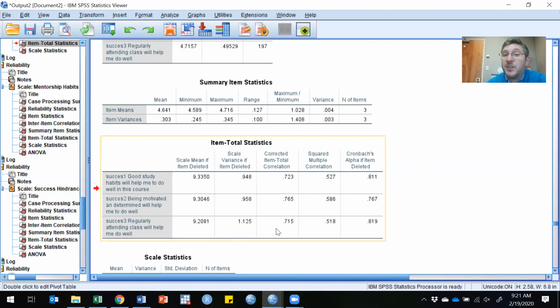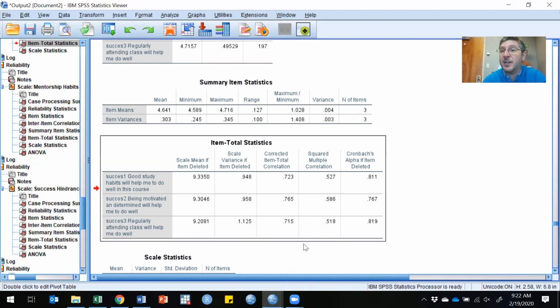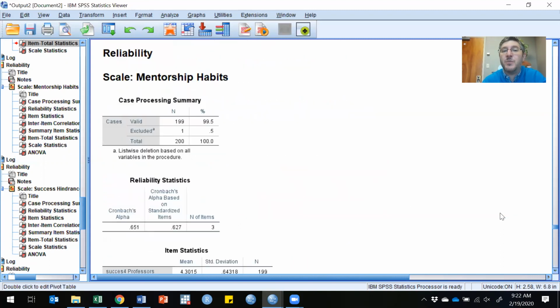Another important thing to look at here is this corrected item total correlation. This gives you the correlation between the item and the scale with that item removed from the scale. So the idea is if that item was a good indicator of that latent construct, then it should be highly correlated with a scale based on the other items made on that construct. So you'd want to see high correlations here as well. We can look at the same thing.